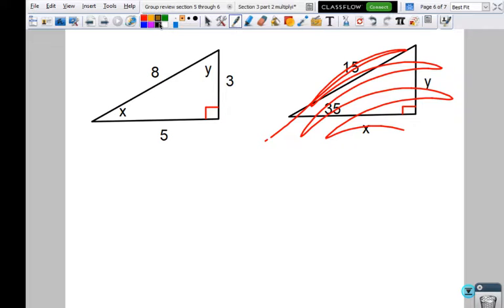I'll give you another minute, then we're going over it, and then we'll probably skip the exit ticket. Are we doing y or x? Doesn't matter, you've got to find them both. Pick one. Opposite over hypotenuse.